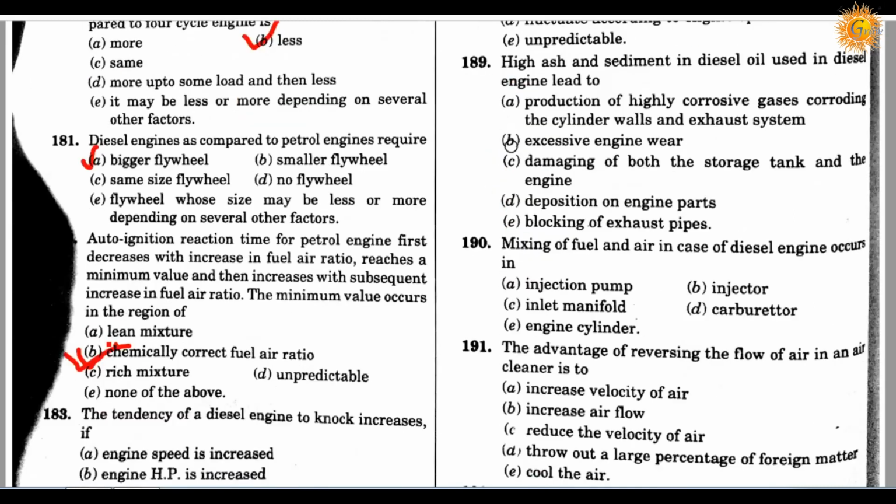Question number 189. High ash and sediment in diesel oil used in diesel engine lead to: option A, production of highly corrosive gases corroding the cylinder walls and exhaust system; option B, excessive engine wear; option C, damaging of both the storage tank and the engine; option D, deposition on engine parts; option E, blocking of exhaust pipes. So the correct answer is B, excessive engine wear.